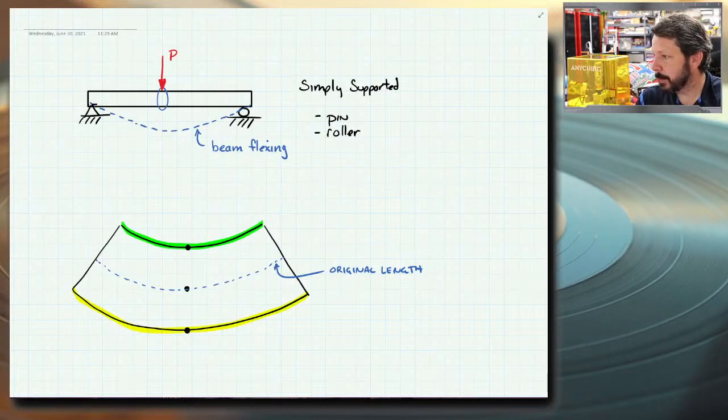Oh, let me make sure I've got the chat open in case anybody posts any questions. There we go. Now I can see it.